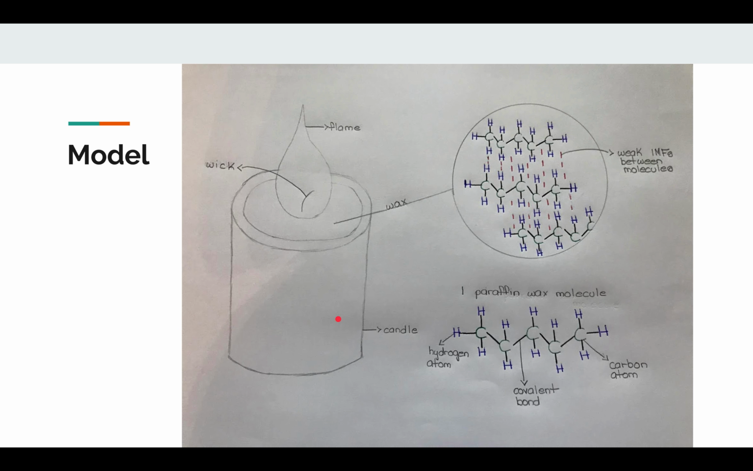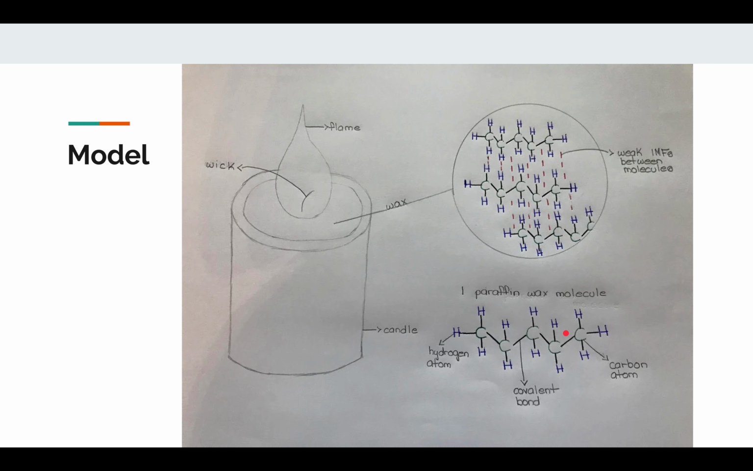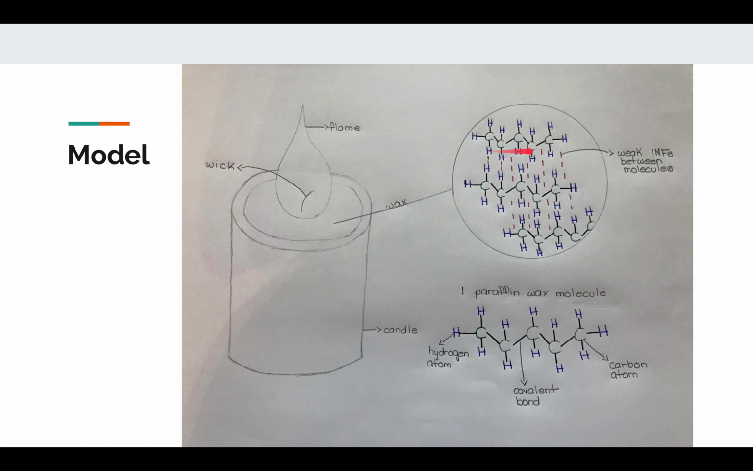So this is my model, and you can see over here how I labeled one paraffin wax molecule looks like this. So there's a hydrogen atom, which is shown as the blue, a covalent bond, which is shown as the black, and a carbon atom, which is shown as the green. And you can see how this chain doesn't go straight, it's down, up, and that's what I mean by saying that it's flexible. You can see in this zoom in bubble how multiple paraffin wax molecules are bonded and what it looks like. Recall that there's weak IMFs bonding two molecules together.